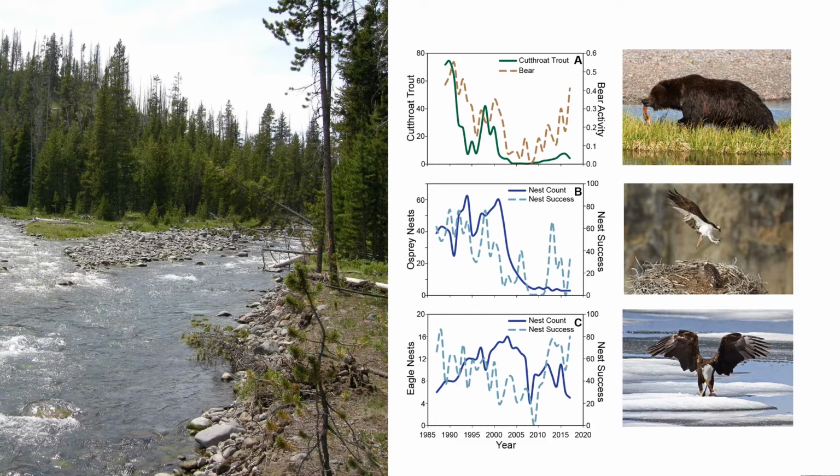The bottom graph shows the abundance of eagles' nests around Yellowstone Lake. The solid line is the number of nests. The dashed line is the success of those nests, which reached a low around 2009 and 2010. Eagles rebounded, though, because they were able to use other food resources in the lake area, including scavenging on carcasses. And they've also switched to alternative prey, including trumpeter swan cygnets and common loons.